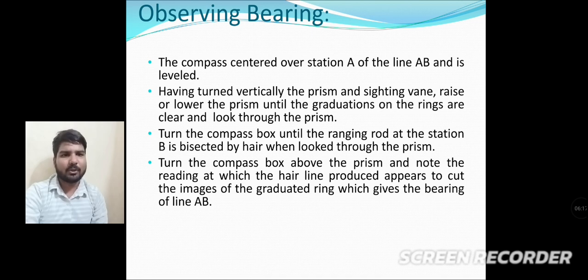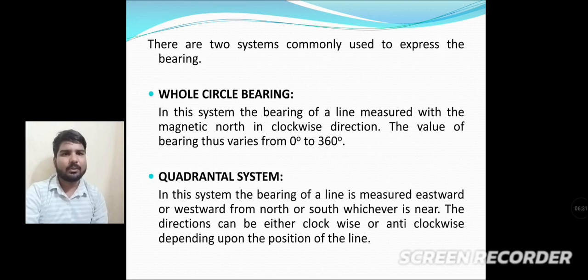Turn the compass box above the prism and note the reading at which the line produced appears to cut the image of the graduated ring, which gives the bearing of line AB. There are two systems commonly used to estimate the bearing: the whole circle bearing system and the quadrantal bearing system.